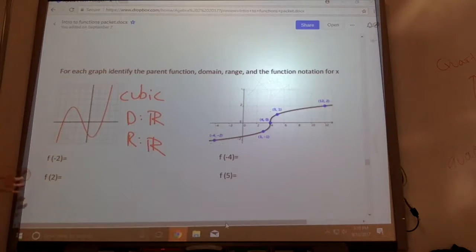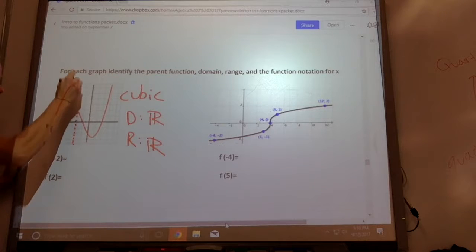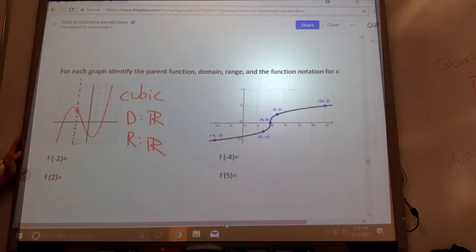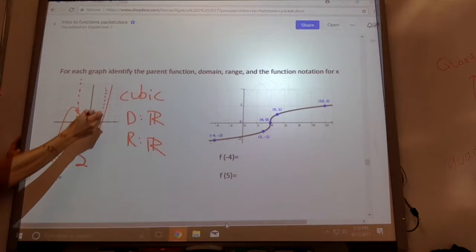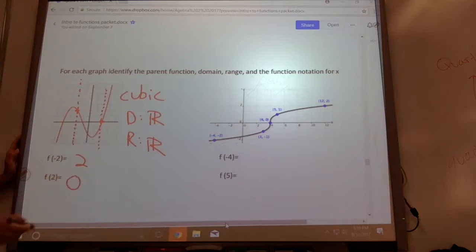And then I threw in some function notation to practice one more time. Remember how to do this. This is saying when x is -2, what's y? So I could graph a line here, x is -2, and where it hits my graph would be the y value. So when x is -2, what's y? 2, good. When x is 2, right, that's over here, what's my y? 0. That's what you're doing for all of them. Do one more together.